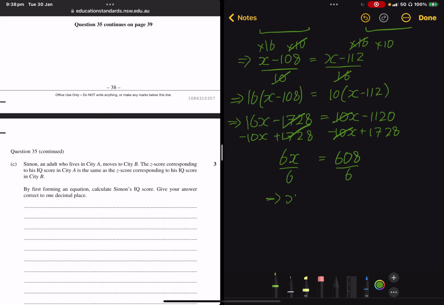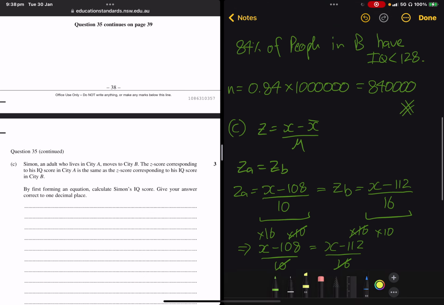This gives me x is equal to 608 divided by 6. That is 101.3 repeating. So that's about 101.3. So give your answer correct to 1 decimal place. 101.3 is correct to 1 decimal place. And this is the answer that we're after.